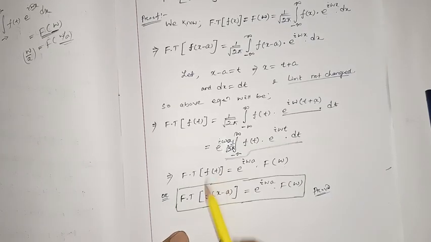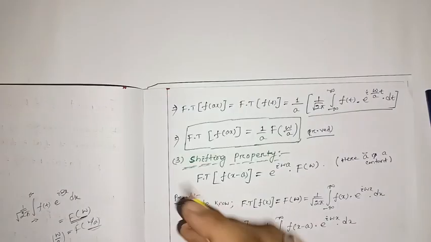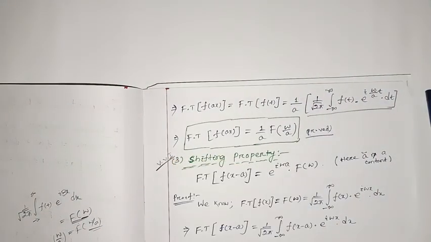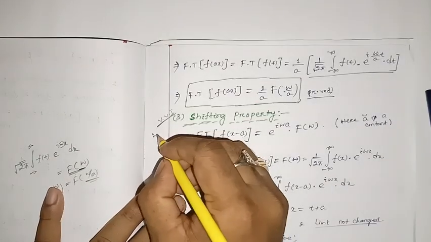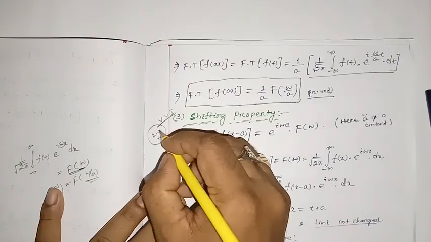And instead of t, again I substituted the value x minus a. So the Fourier transform of f of x minus a will be equal to e to the I omega a into capital F of omega, which has been proved. This property is also very important, asked in your exam for 2 to 3 marks.